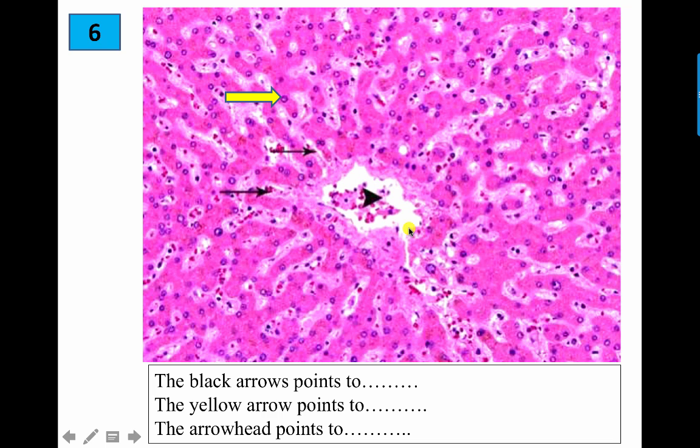And now this is the picture for the liver. As you can see, this is the central vein and the cords radiating from it formed of hepatocytes. The black arrows here are pointing to the blood sinusoids. You can see the blood elements in these spaces between the cords of hepatocytes. And then the yellow arrow points to the nucleus of a hepatocyte, and the arrowhead points to the central vein.